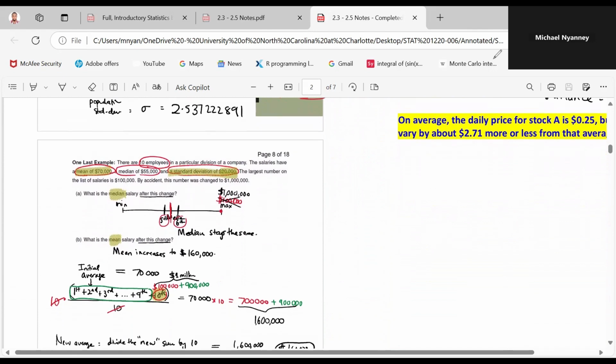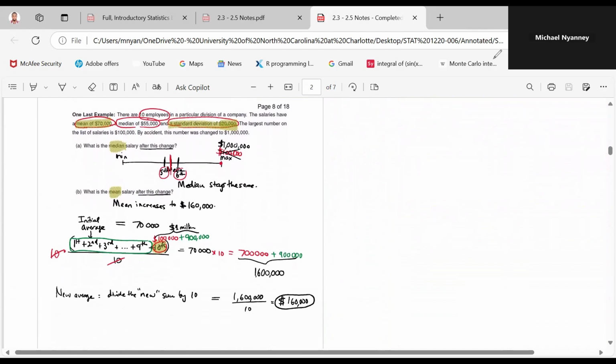All right. So one last example so that we can conclude. So here we have been given 10 employees and we took what? Their salaries. So the mean salary was 70,000, the median salary was 55,000. The standard deviation of these salaries was what? 20,000. The largest number on the list of the salaries, so the person that received the highest salary was what? $100,000. But by accident, this number was changed to $1 million.